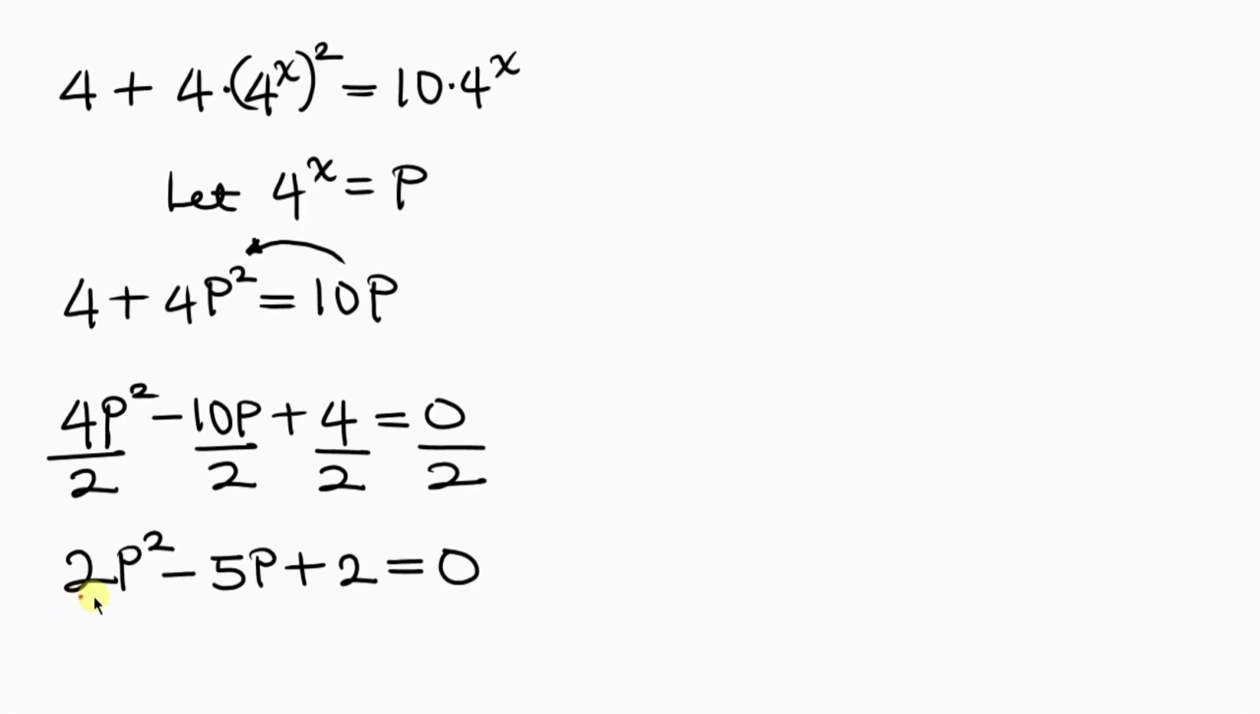Now, we need to multiply this 2 by this 2. So 2 times 2 gives 4. So what are the factors of plus 4? I'll choose negative 4 times negative 1. Why am I choosing negative 4 and negative 1? Because on adding, it gives the middle term here, negative 5. So this is very good to solve this equation.